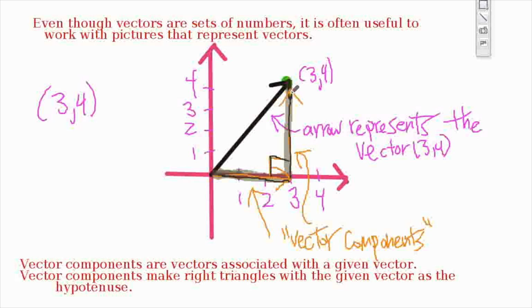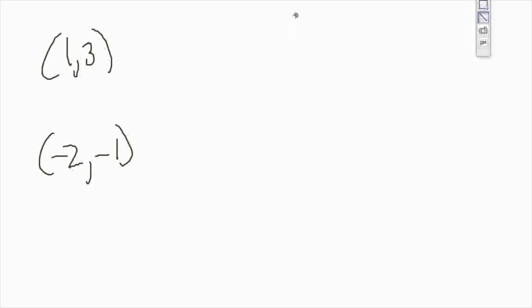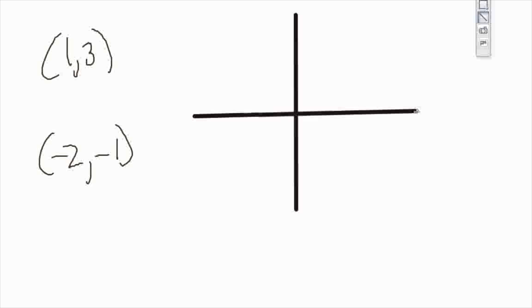Okay, let's do some other examples. Let's say that I had a vector 1, 3. And then let's do 2 of them. Let's do -2, -1, because you could have negative numbers when you're talking about vectors as well. So I'm going to draw the arrow, and then I'm going to ask for the components. All right. So we'll draw an x-axis and a y-axis.